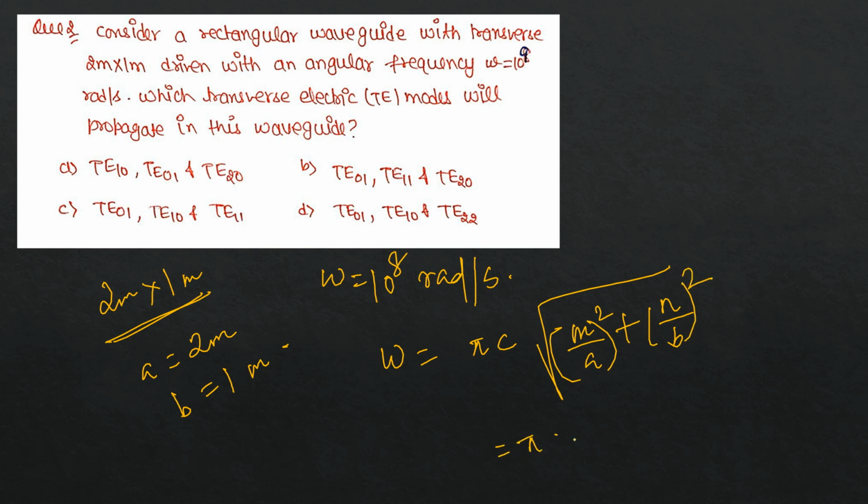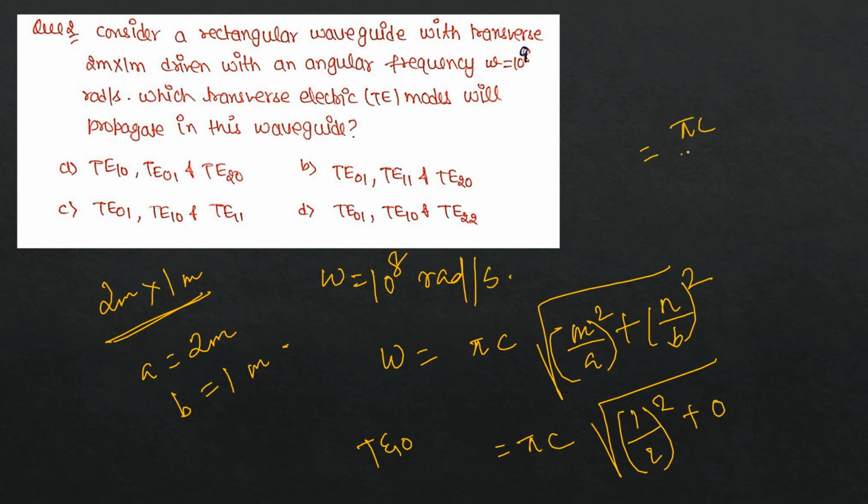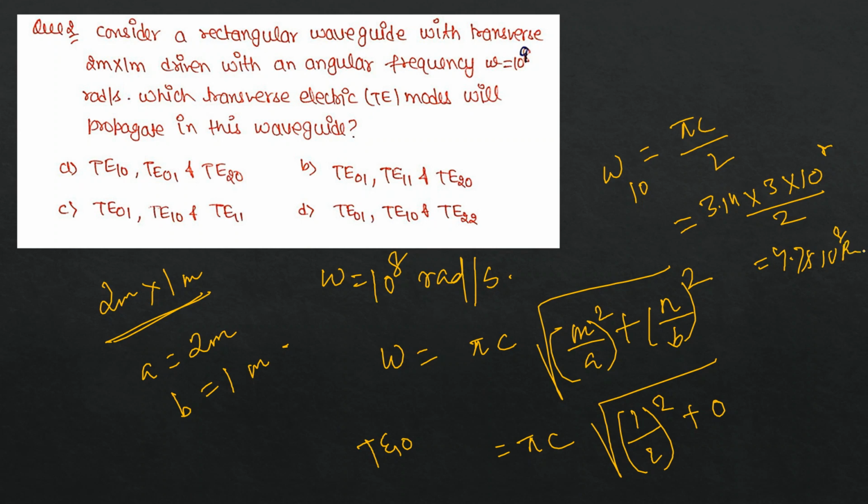Okay. So pi c. First we have to check for TE10. So pi c into root over of (1 divided by 2) whole square plus 0. So pi c by 2. So this is omega for 10. If you put the values 3.14 into 3 into 10 to the power 8 divided by 2, you will get it as 4.7 into 10 to the power 8 radian per second. Okay. What is the question? Which transverse electric modes will propagate in this waveguide?